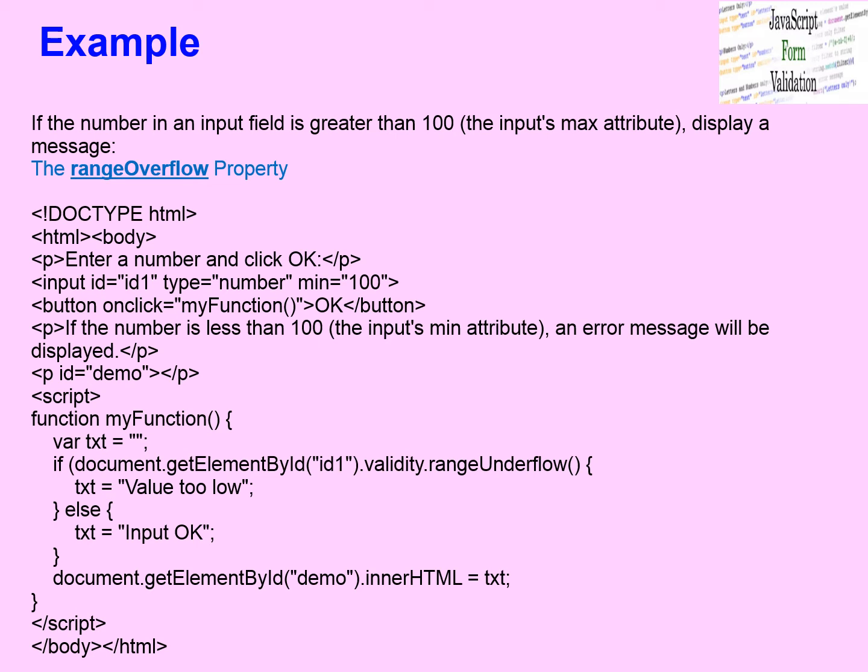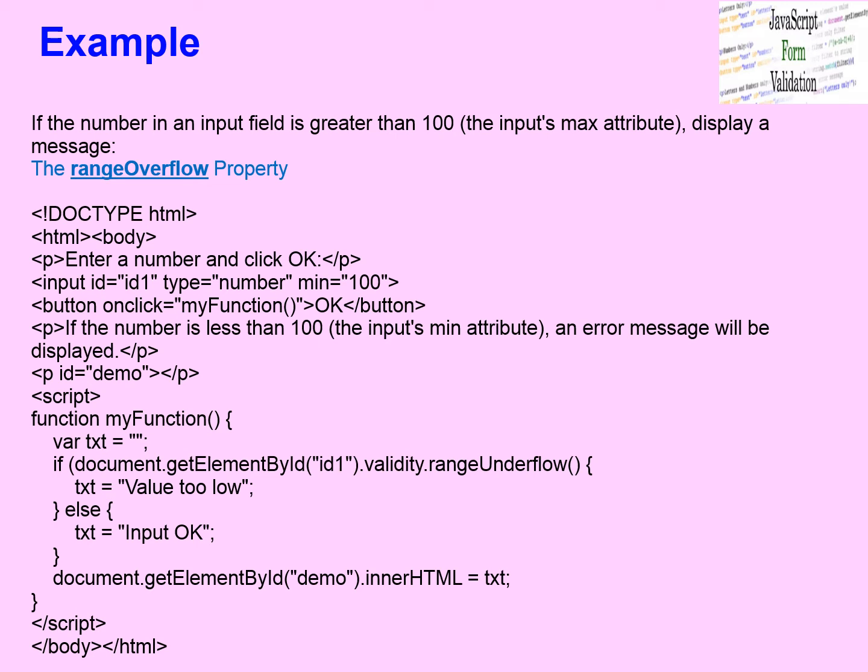Here an HTML tag is open. Inside the body, a paragraph is defined: Enter a number and click OK. Then there will be an input element. The type is equal to number and minimum is equal to 100. So an input field is created, which is used to enter the number. And here the type is number, so this particular text field can accept numbers only.